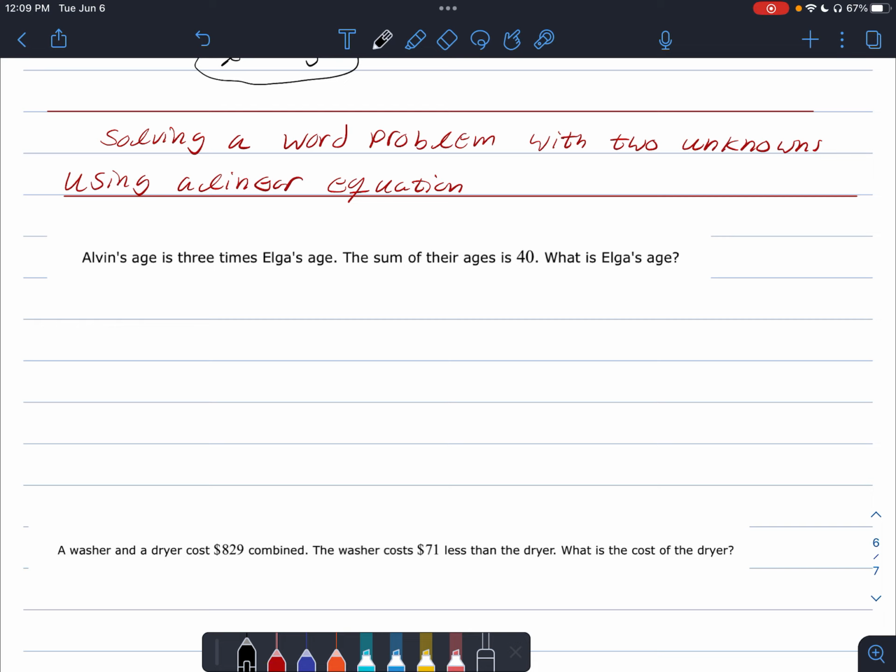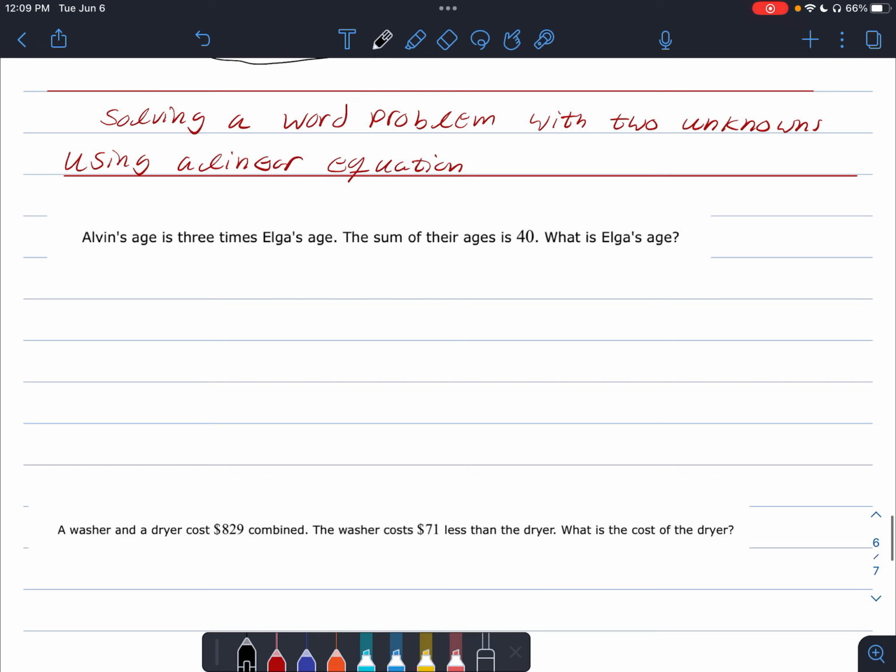We have first, Alvin's age is 3 times Elga's age. And we know that the sum of their ages is 40, and we want to know what Elga's age is. The first thing you want to do is find out what information you have. We know that Alvin's age is 3 times Elga's age, and the sum of their ages is 40. That's what we're given.